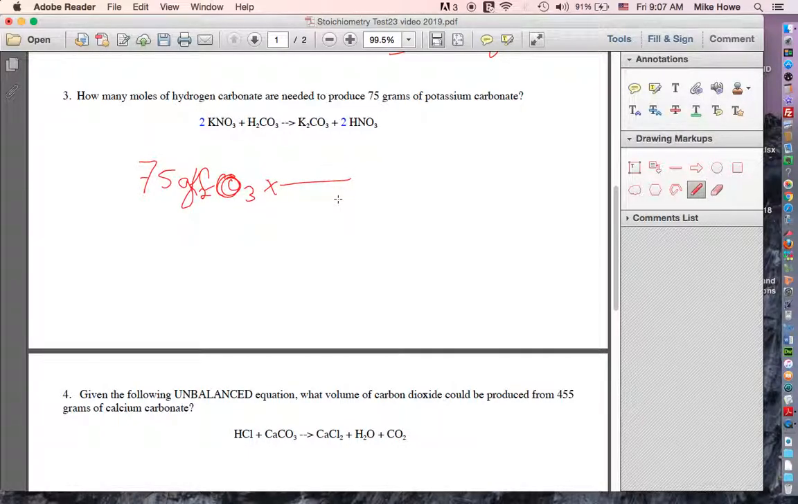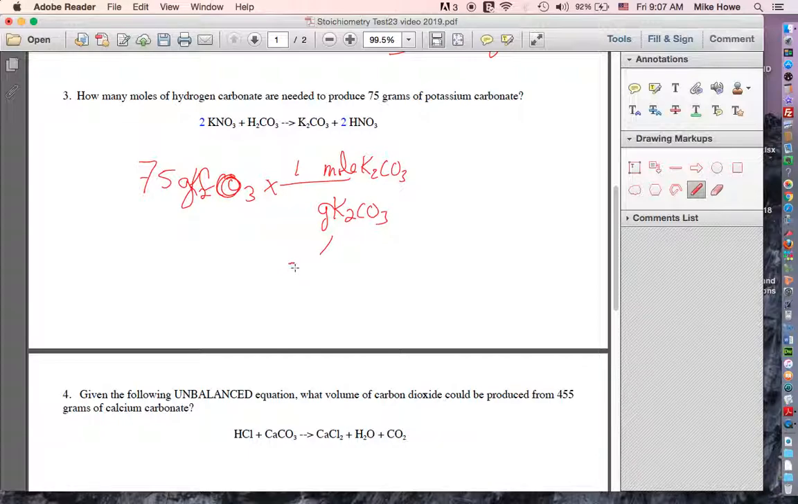Do we need to change to moles? Yes, because it's not in moles. So we're putting grams of K2CO3 on the bottom. On the top, we will put moles because we're changing to moles of K2CO3. Is it important to write down both moles and K2CO3? Yes. All right, the number 1 goes to moles, and we have to add up the grams of K2CO3.